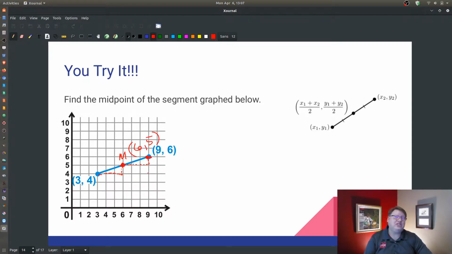Was that your answer? Is that what you got using the formula? If so, then you are very successful in locating the midpoint of this segment. If not, I encourage you to pause the video and try that formula again. Look for a mistake in your work and then try and correct it. Thanks.